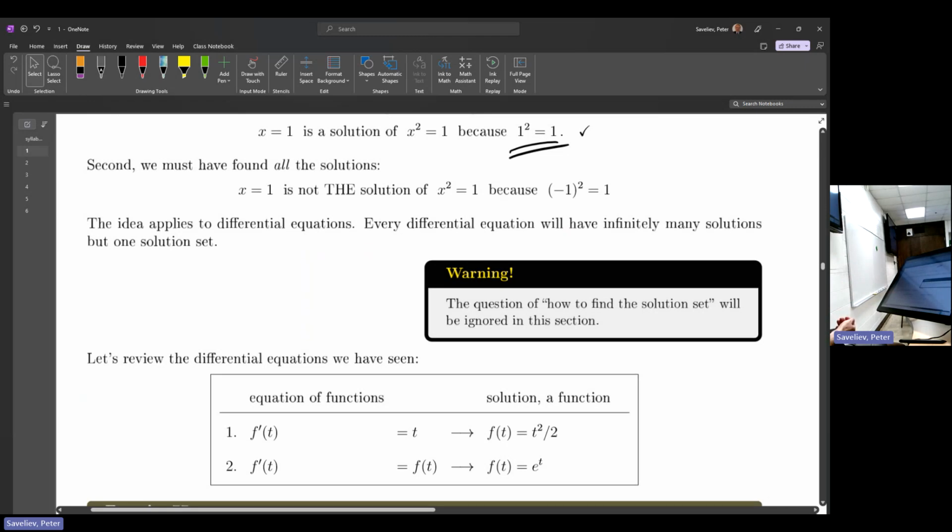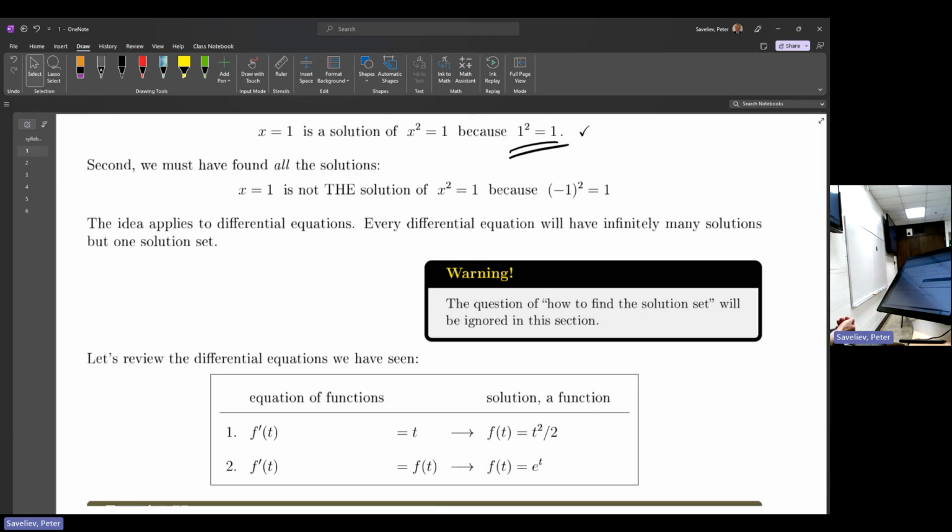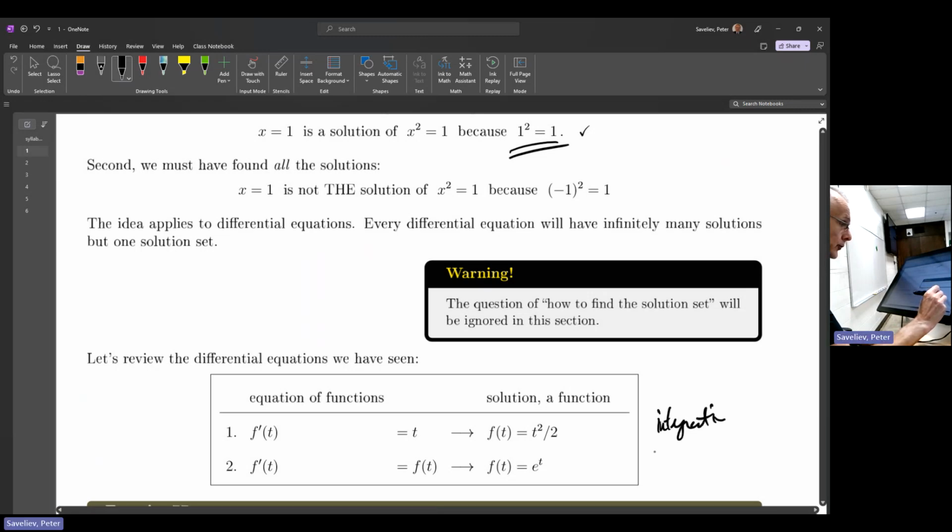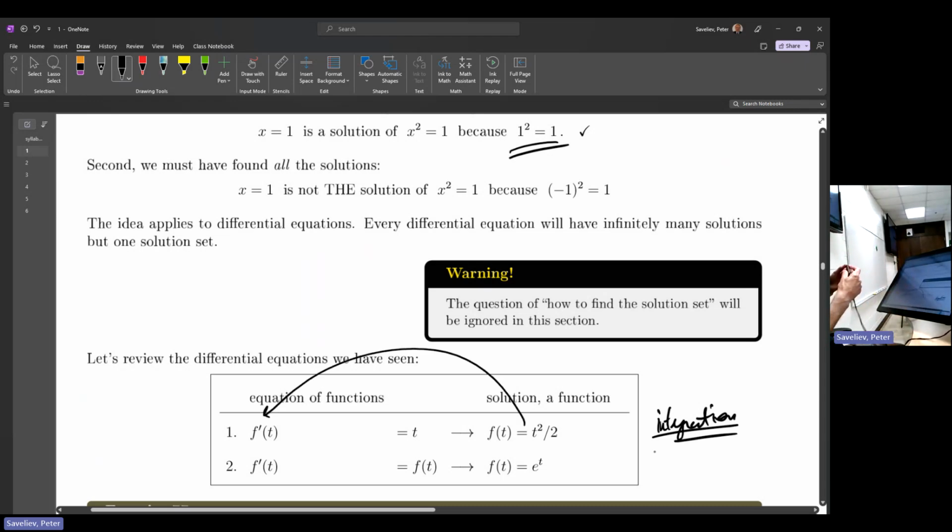So this is a differential equation: the derivative f prime of t is equal to t. We can actually solve it for a change. t squared over 2 is a solution. It's nothing but integration right here. But ignoring that it's solved by integration, what does it mean to solve it? You can plug it back in and confirm that it's true.